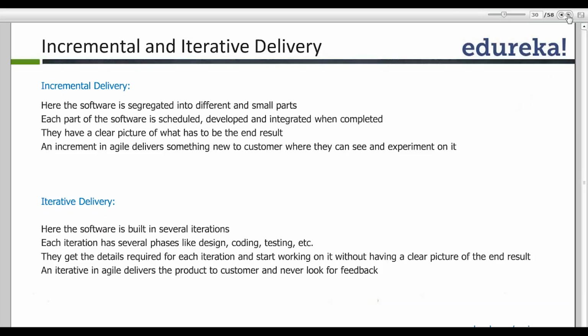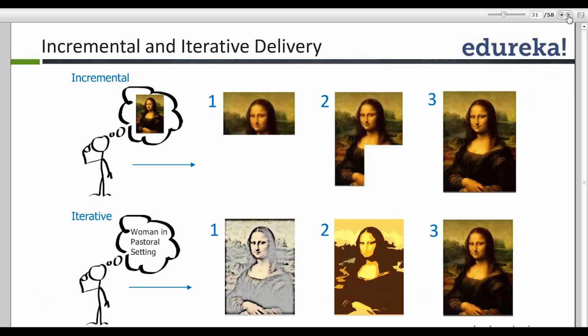Moving ahead. So I was in fact going to show you this picture, but since you asked me this question, I thought that I will show you this. So this is incremental delivery on top, the picture of Mona Lisa being developed incrementally. That is incremental delivery, and iterative is something like this. Over a period of iterations, we refine the product which we are developing. Is that clear? So iterative contributes to incremental development as we discussed earlier.